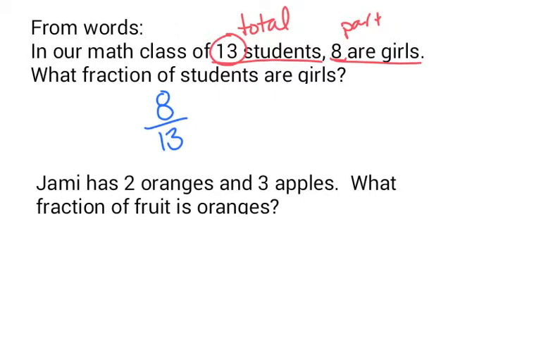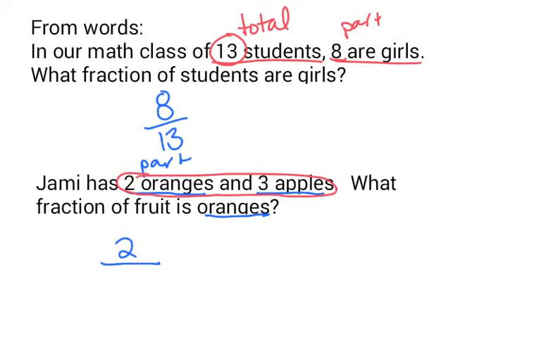Second one is a little bit trickier. Jamie has 2 oranges and 3 apples. What fraction of the fruit is oranges? So the part that we're looking for is the 2 because we're looking for oranges. So that's going to be our part. However, for our whole, 3 is not the whole. 3 is how many apples there are. To find the whole, we need to put those together. There are 5 total pieces of fruit. So the correct answer for this one would be 2 out of 5. Again, part over whole.